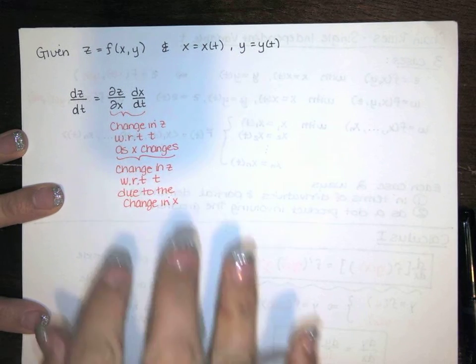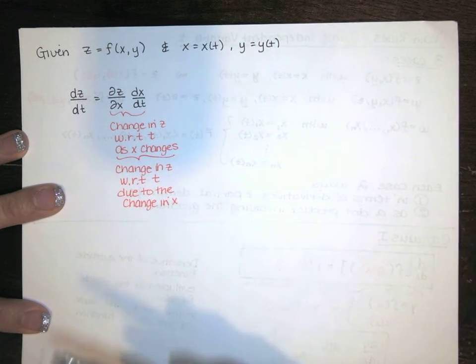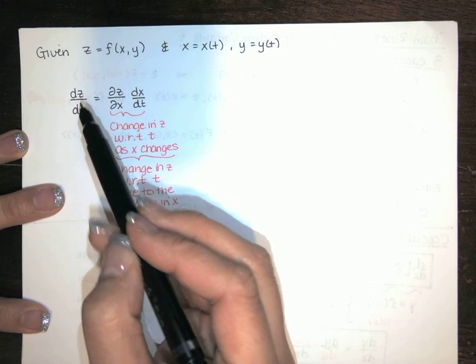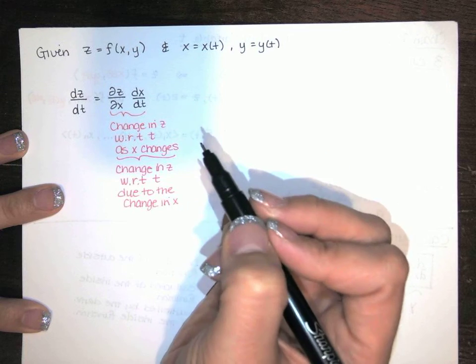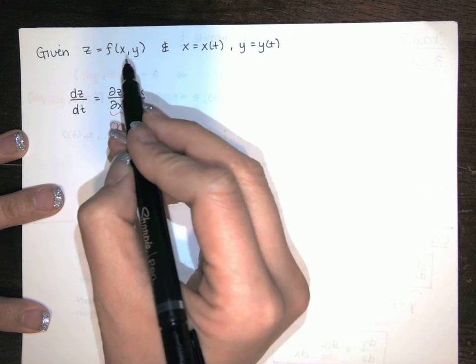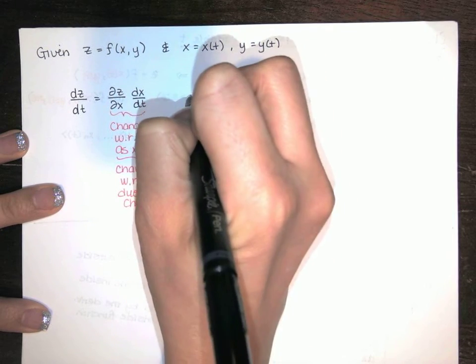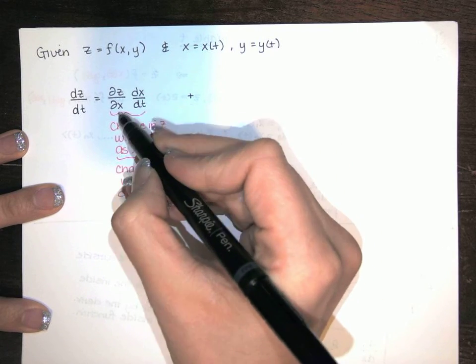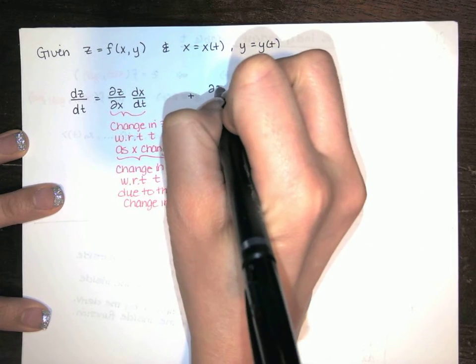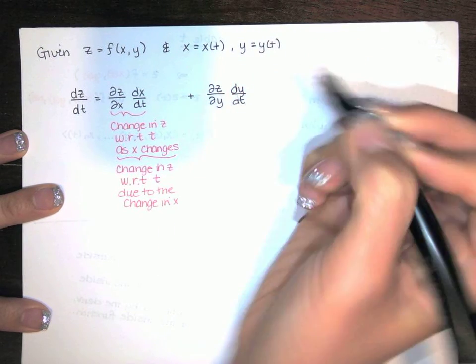X is changing a bit. Because x is changing a bit with time, z changes a bit because of the partial of z with respect to x. All those are related. Now that is not going to give me the entire derivative of z with respect to t. Z depended on two variables, x and y. It turns out if your function depends on two variables, you're going to have two terms in your chain rule. We've got the change in z with respect to t due to changes in x, and then we're going to add the change in z with respect to t due to changes in y.